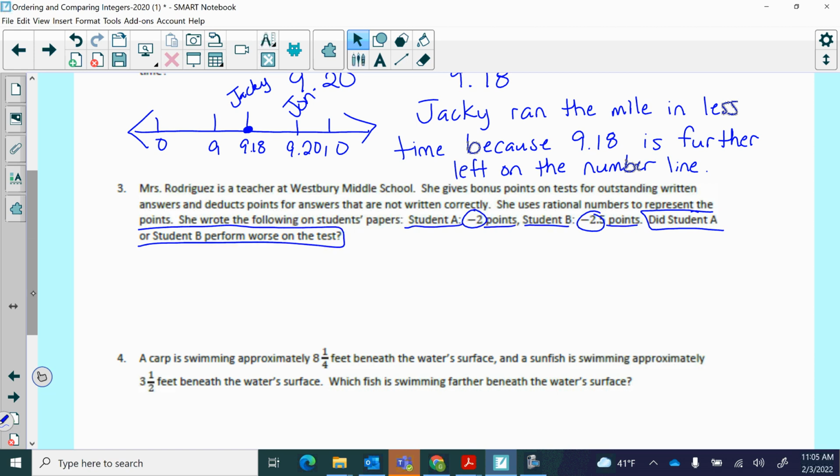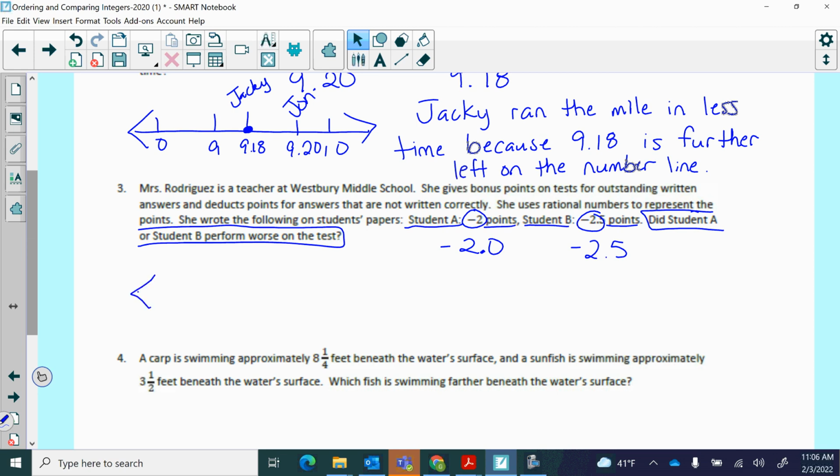So first, let's look at our two numbers. We have -2 points, and we have -2 5/10 points. Can I make these have the same number of decimal places? By doing what? Yes, I know whole numbers have a decimal after them, and then I can add a 0. Now they're even, right? So which one did worse on the test? Which one had more points taken off for their wrong answer?